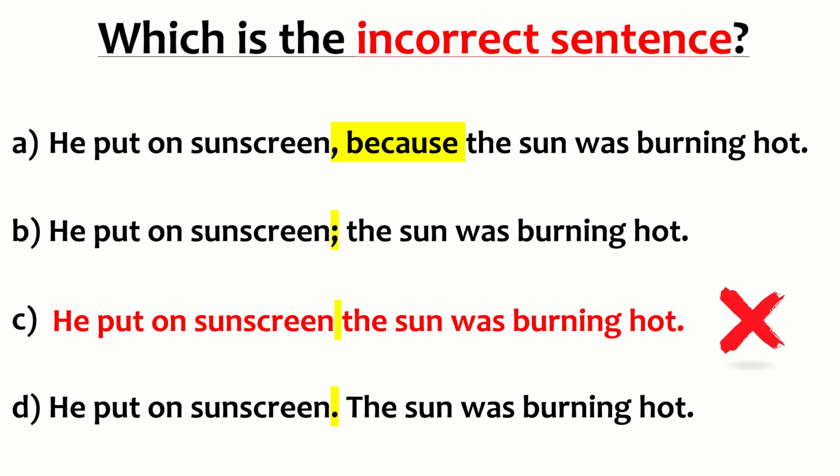Okay, you've got 2 clauses. He put on sunscreen, the sun was burning hot. You've got no punctuation between the 2 clauses. So these are real examples of old student work where none of these students are getting a grade 1. None of them are getting 1 out of 20. All of these are missing it just by a couple.